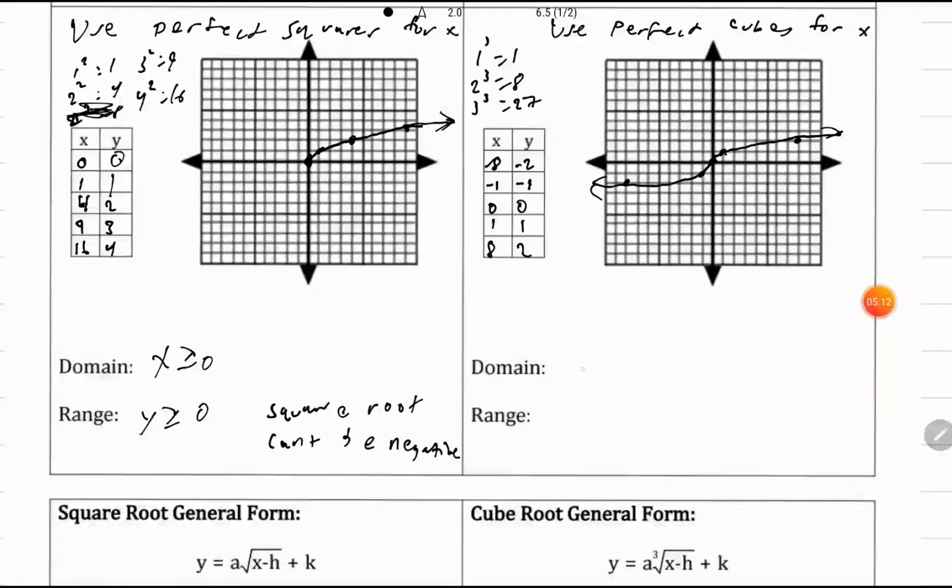All real numbers. If you want to know the actual way we would do this, we say x belongs, that means belongs, to all real numbers. So it means that x belongs to the set of all real numbers. That means x can be anything. And then y belongs to all real numbers.